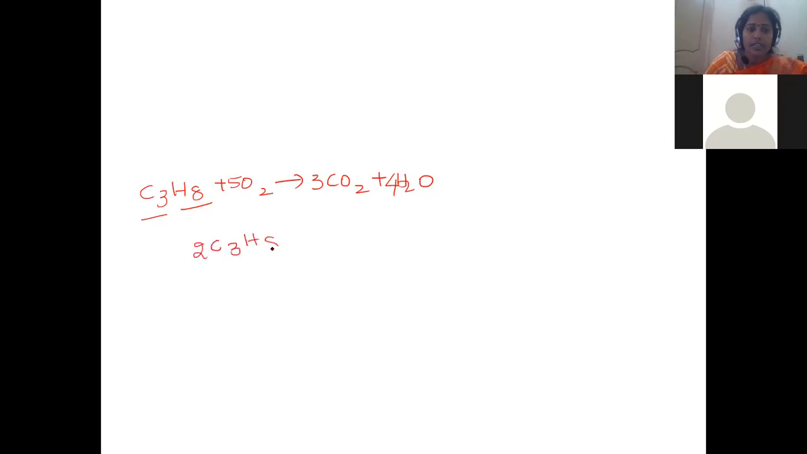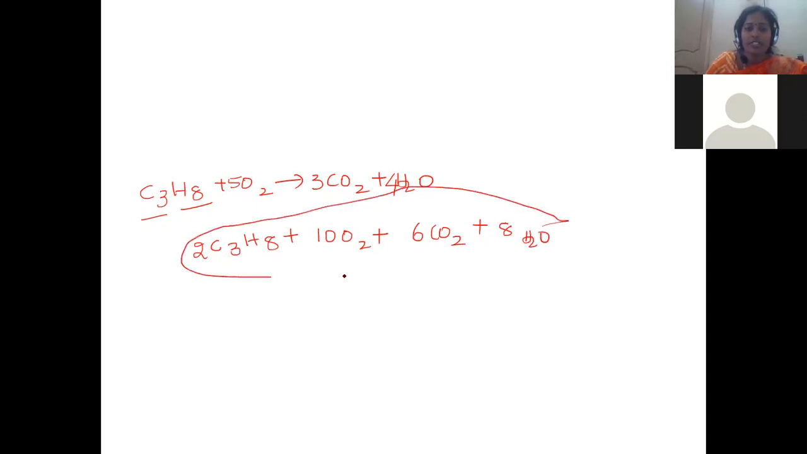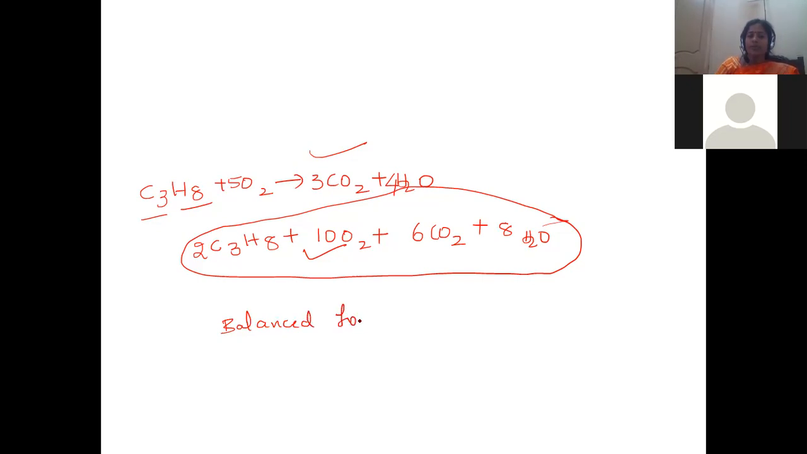2 moles of C3H8 can be added with 10 moles of O2, giving rise to 6 moles of carbon dioxide and 8 moles of H2O. So this is doubling all the coefficients. Is it the correct representation, or is the first one the correct representation? This one or this one? Which is the correct representation? The equation should be in the balanced form with the minimum value of coefficients.